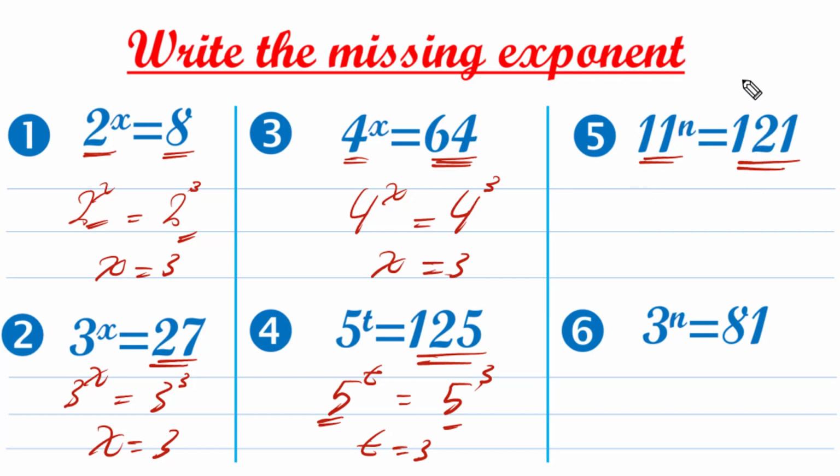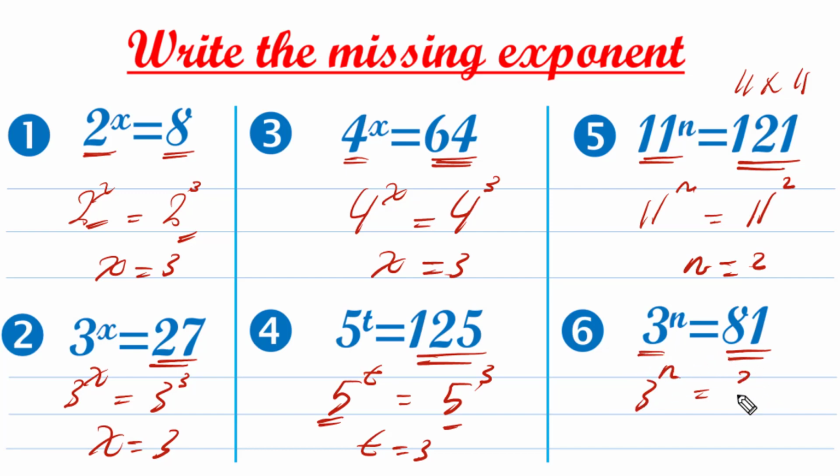Next, 11 raised to the power n equals 121. We studied before that 121 equals 11 times 11. Now we can write 11 raised to the power n equals 11 squared. Now we can deduce that n equals 2. 3 raised to the power n equals 81. The exponential form of 81 with base 3 is what? 3 raised to the power 4. We have the same base. Now we can deduce that n equals 4.